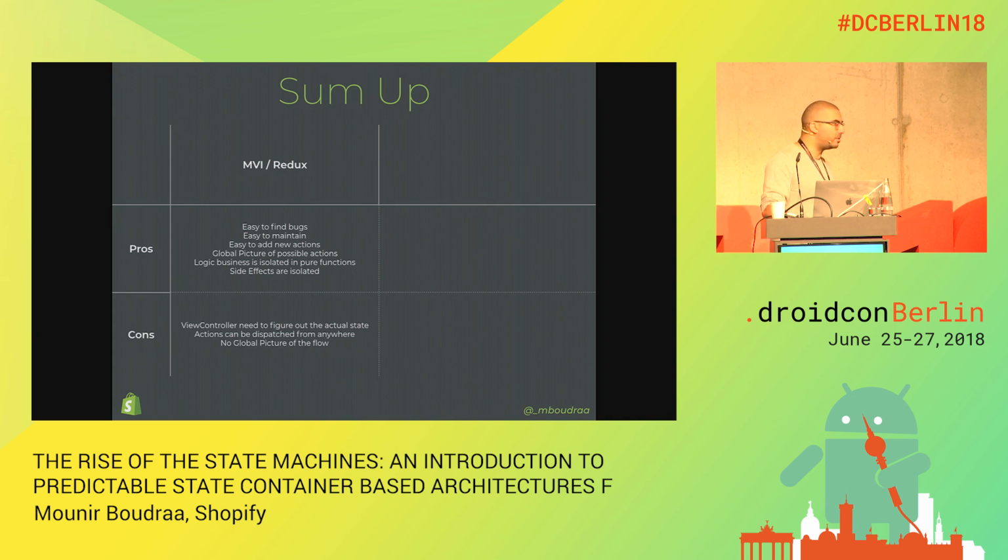If you want to add new actions, it's pretty straightforward as well. The reason is that you just have to create a new action class that contains the data, and then you have a new action. So you have a global picture of all possible actions with MVI, which means if you want to see what your app can do and all the possible interactions of your app, you can go in the actions class file, and you will see all the actions possible.